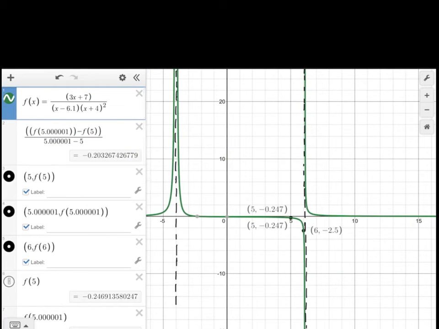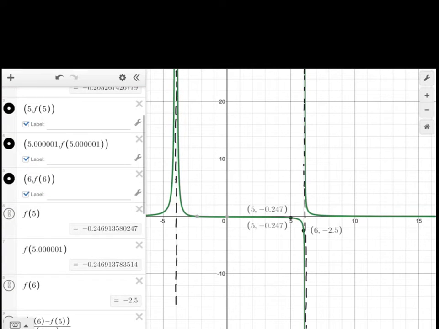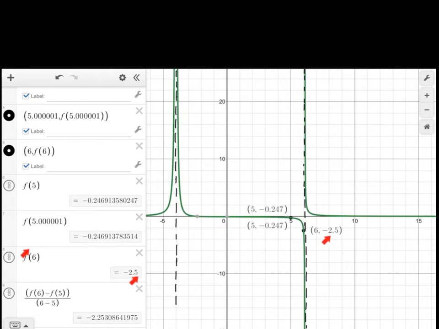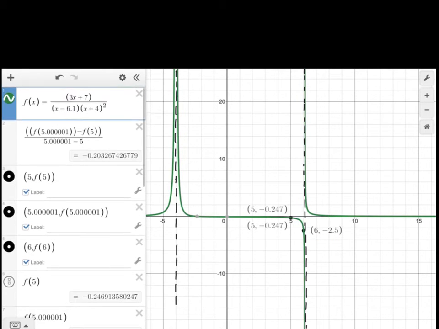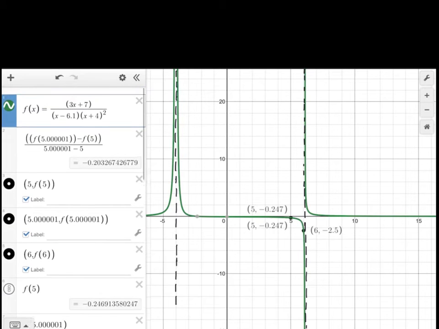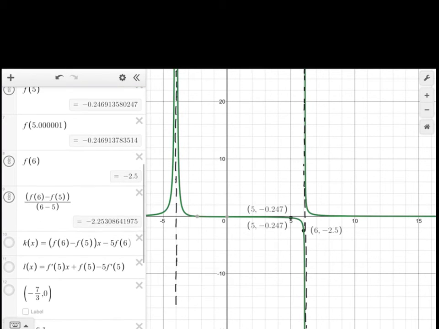Okay, so what is the average rate of change from x equals 5 to x equals 6? Well, x equals 5, so f of 5 is negative 0.2469135800247. F of 6 is negative 2.5. If you do the delta y over delta x, you're going to get negative 2.25308641975. Therefore, the average rate of change from x is 5 to x is 6 is about negative 2.25.